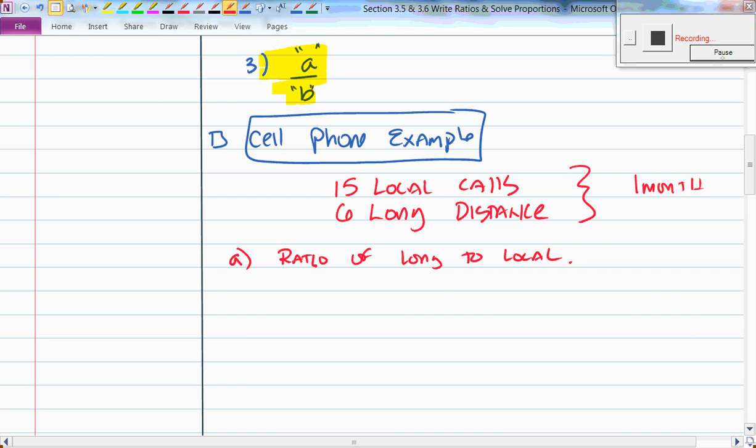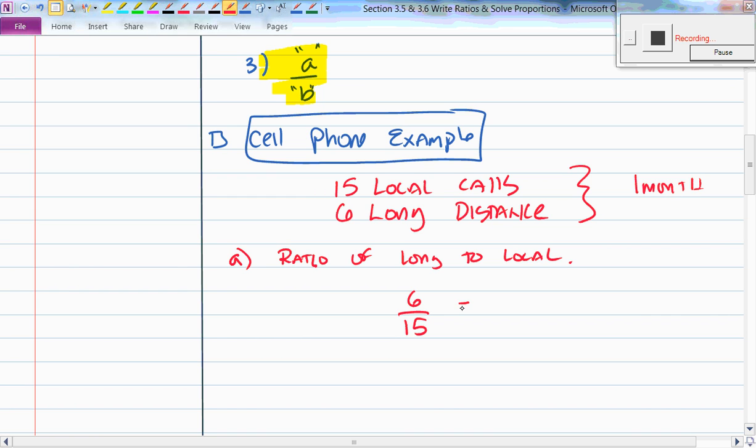All right, Dalton, what do you got, boss? What's the ratio of long distance calls to local calls? What would it be? He says 15 to 6. Is that right? We want long distance to local. So how many long distance calls were made? So we're making 6 over 15. So the ratio should be 6 to 15.